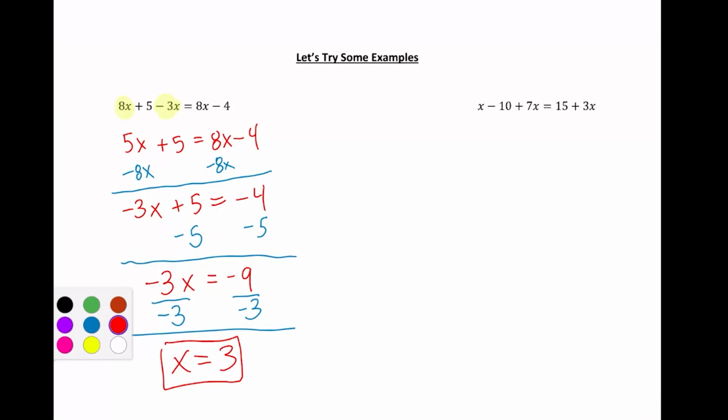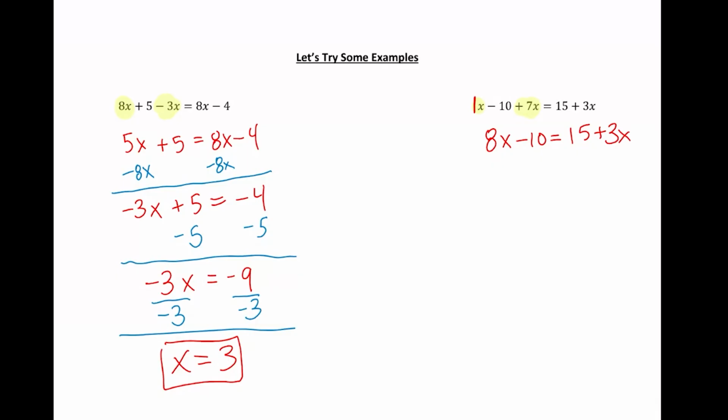For the next problem, we've got x minus 10 plus 7x equals 15 plus 3x. We see that the only like terms that we have here are going to be on the left-hand side. We've got x plus 7x. And this is a good opportunity for me to remind you that anytime you've got a variable with no number in front of it, there is an implied 1 there. You don't necessarily have to write it there. If it helps, then go ahead and write it. But like I said, you don't have to. So we've got 1x plus 7x, that is 8x. So we have 8x minus 10 equals 15 plus 3x.